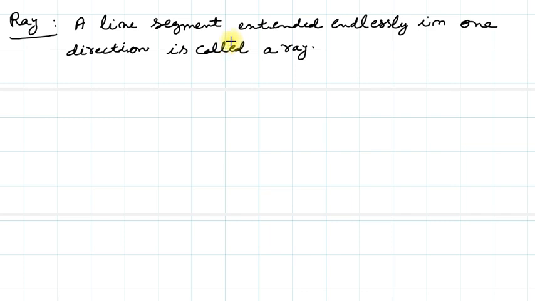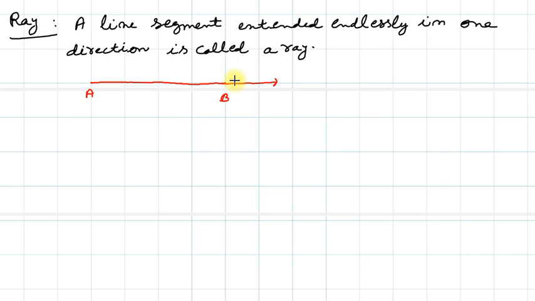So what is the definition? A line segment extended endlessly in one direction is called a ray, right? If I draw a line segment like we have drawn on the previous page, suppose this is A and this is B. If I extend it from here endlessly, showing endlessness by this, it is called a ray, right?